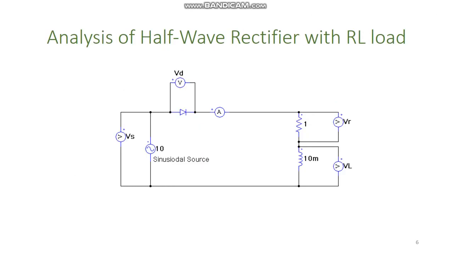Consider that we have this AC voltage source, our diode D, and a resistance of 1 ohm and a 10 millihenry inductance. The voltage across this resistor is denoted by VR, and the voltage across this inductor is denoted by VL, and the collective voltage across these two will be the output voltage V0.